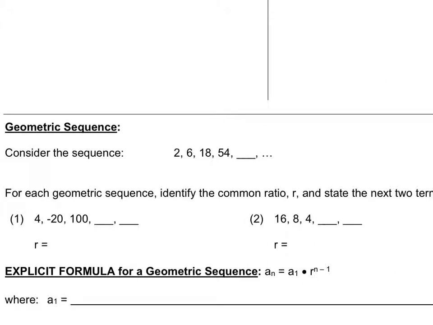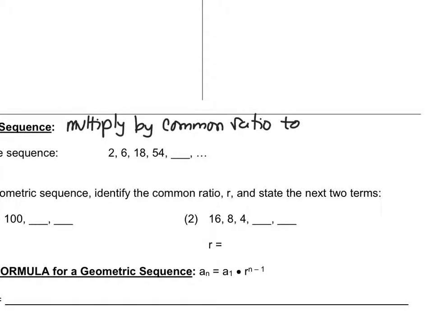All right? So you're going to multiply by a common ratio to get from one term to the next.